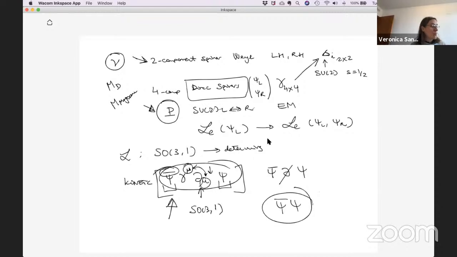But tomorrow what we are going to do is talk about forces. And the last day we will talk about the Higgs mechanism. So that's the plan, okay?